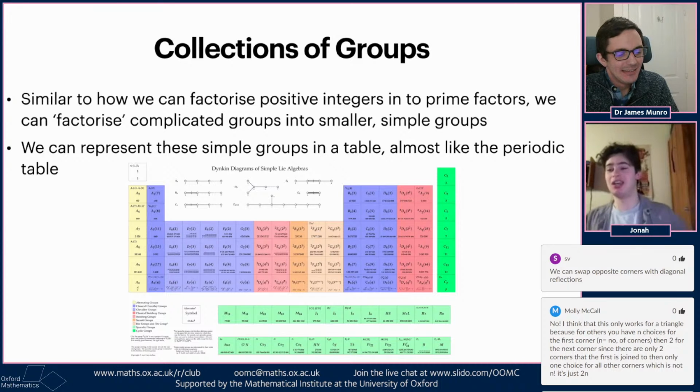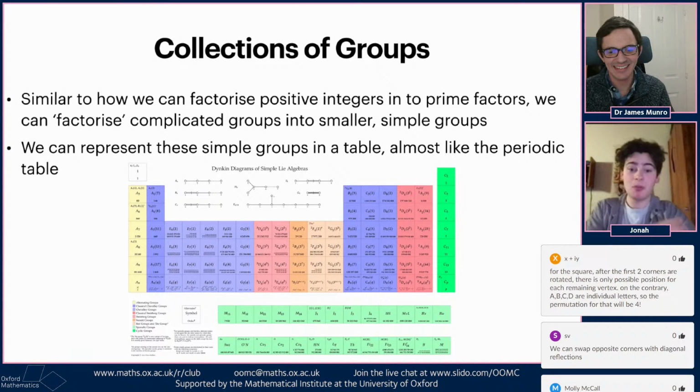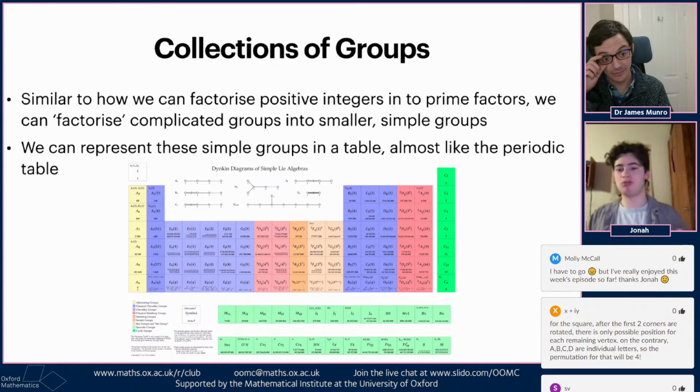In case you were thinking of having a little read through it, just while you're in the bathroom or something, it's absolutely horrible. I don't think any mathematician has ever read through the whole thing. But yeah, we can represent these simple groups in a lovely table. I've compared it to the periodic table there, because it looks a bit similar.